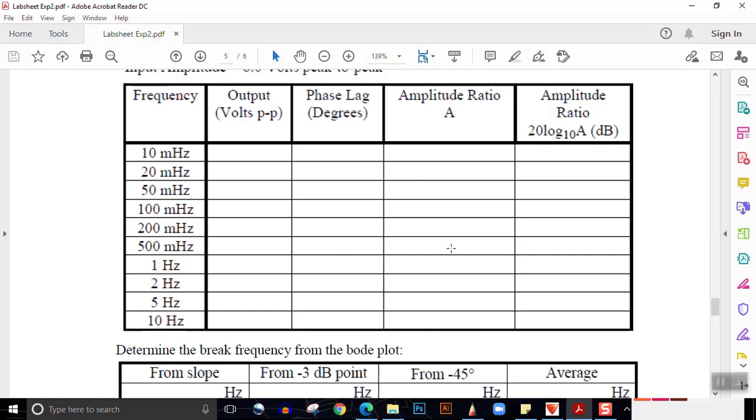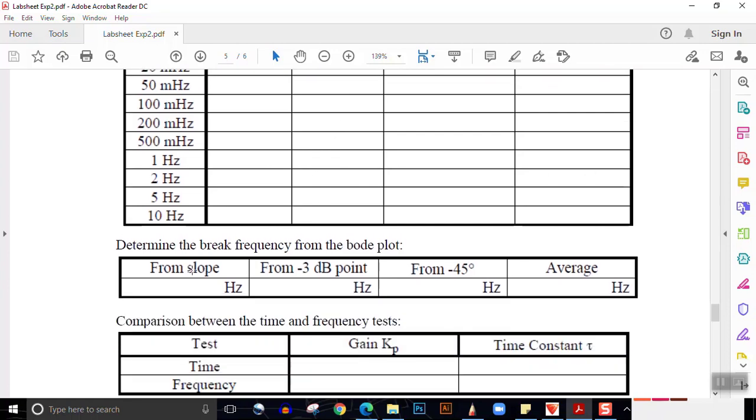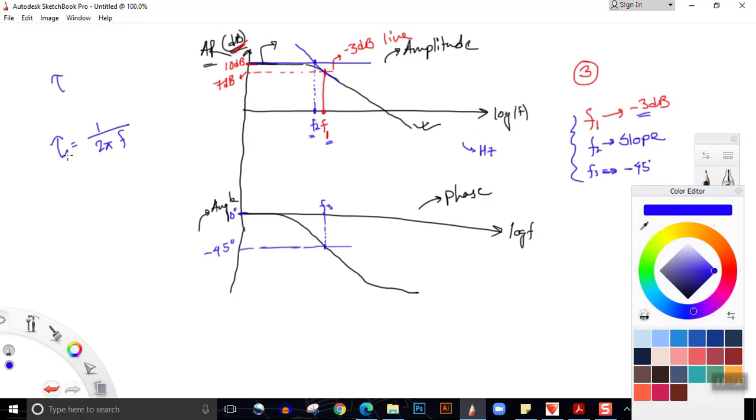Similarly, we'll draw a phase spectrum in which x-axis is frequency and y-axis is the phase lag. From that, we'll use the three methods: first slope method, then minus 3 dB point, and then minus 45-degree method. From three methods, we'll find three break frequencies and we'll find the average of break frequencies. From that average, we'll find tau is equal to 1 by 2 pi f. From this formula, we'll be finding the time constant.